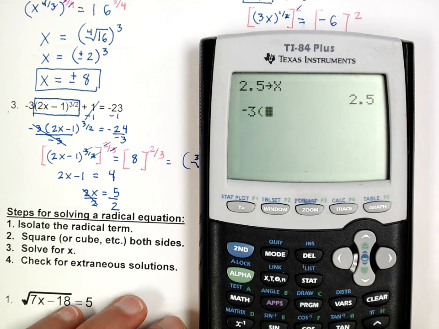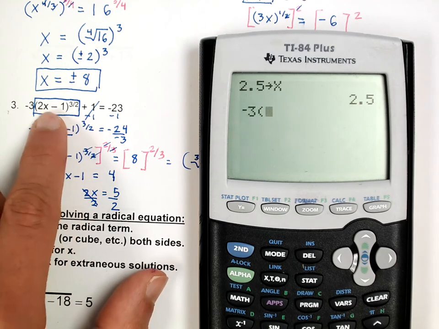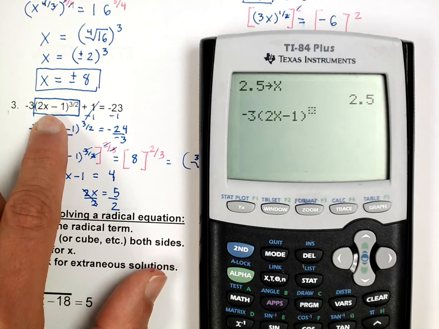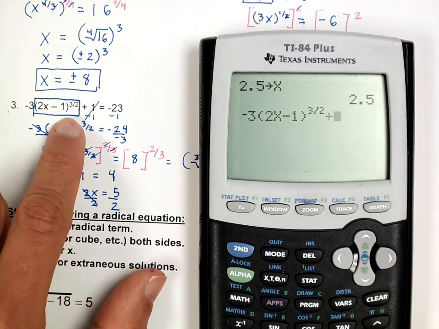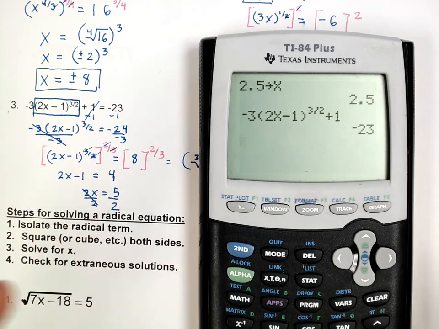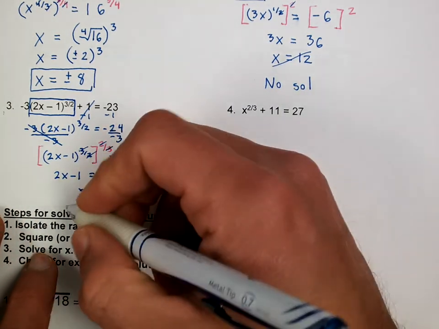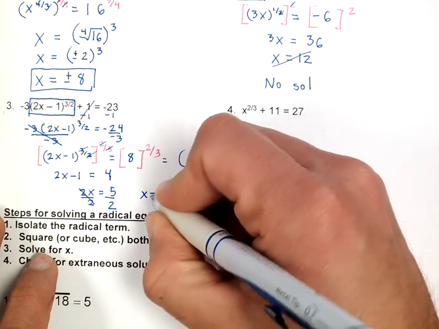So we have negative 3. So now I'm just going to type it in exactly like this. 2x minus 1 to the power of 3 halves plus 1. And that should give us a negative 23. And it does, so therefore this is a legitimate solution. So x is equal to 5 over 2.